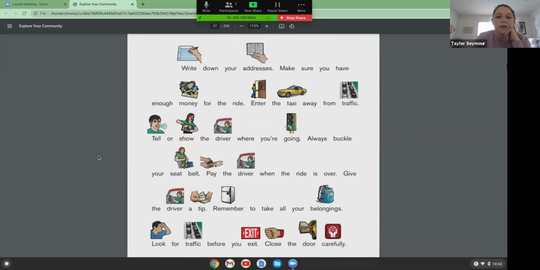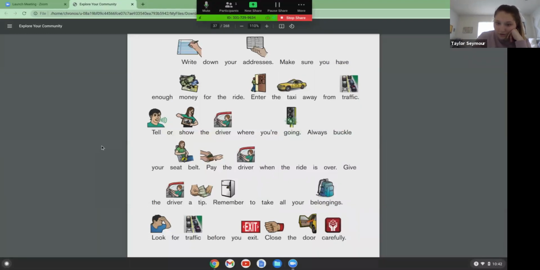Here's some tips. So you want to write down your addresses and make sure you have enough money for the ride. Enter the taxi away from the traffic. Tell or show the driver where you're going. Always buckle your seatbelt. Pay the driver when the ride is over. You might want to give the driver a tip if they were extra good.